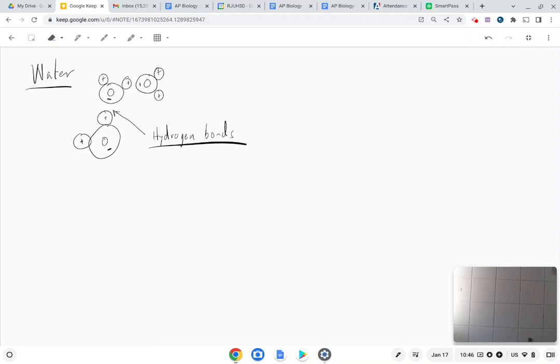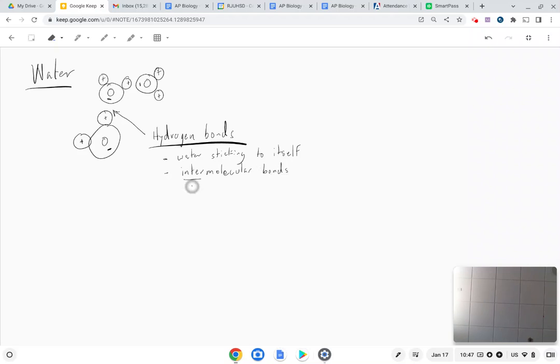Okay, so a couple things to note about the hydrogen bond. This is an example of water sticking to itself. So when we say that water is sticky, that's kind of what we mean. We mean that it bonds to itself via the hydrogen bonding. Another way of saying this is that these hydrogen bonds are what we call intermolecular bonds.